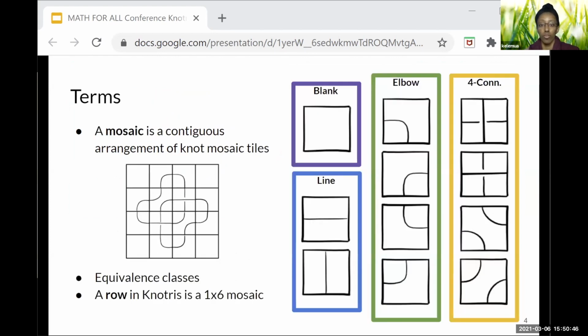So I'll begin by going over some terms. A mosaic is a contiguous arrangement of knot mosaic tiles, of which there are 11, and we've organized the knot mosaic tiles into 4 equivalence classes on the right by rotation equivalence. And a Roman Knotris is a 1x6 mosaic.